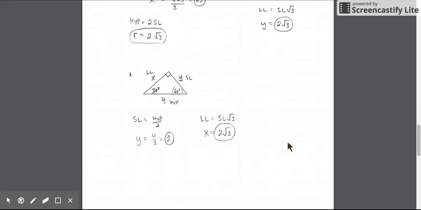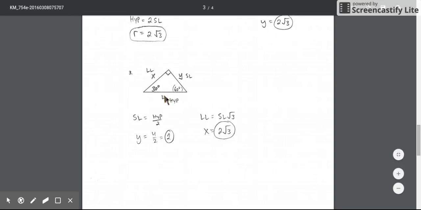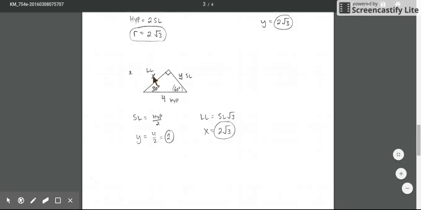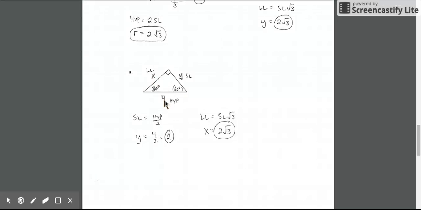One more example here. This time we're given the hypotenuse. That's the side across from the right angle. We're given the 30-degree angle. Across from that is the short leg. And that must mean that this missing angle down here is 60. So across from that is the long leg. So if we're given the hypotenuse, we can find the short leg by just taking half of that. So the short leg is 2. And then once we have the short leg, we can find the long leg by just multiplying by the square root of 3. So the long leg is 2 times the square root of 3.